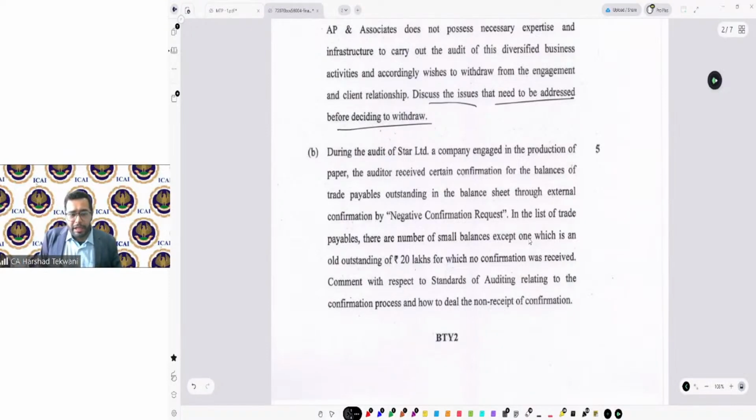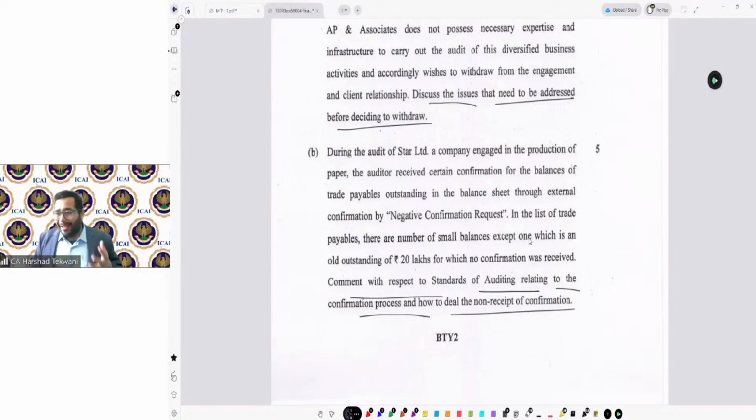Now, if here, comment with respect to standards on auditing relating to the confirmation process and how to deal non-listed. Now, for example, if you know this confirmation is with respect to which topic, write to the point answer. Okay. Do not write the same sentence again and again.